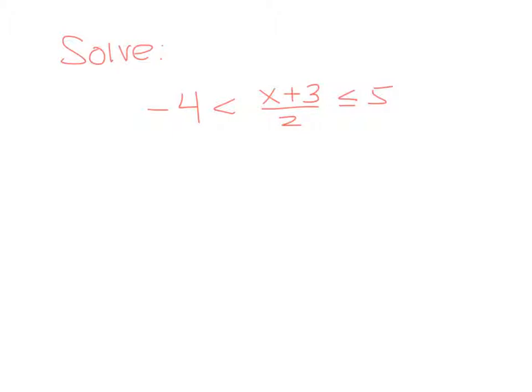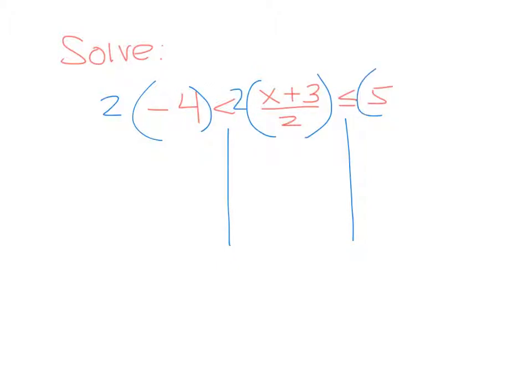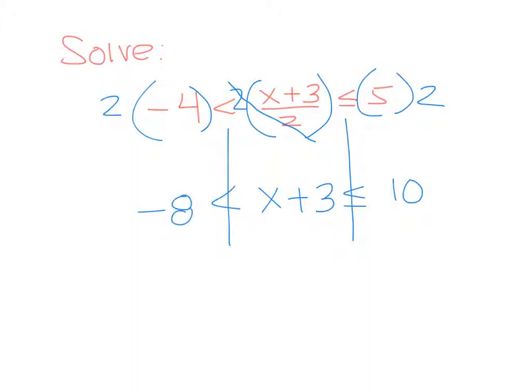So the way you can get rid of the fractions is you can multiply each section of the inequality by 2. So I'm going to multiply the left-hand side by 2, the middle by 2, and the right-hand side by 2. That's going to cancel the fraction in the middle, which is going to leave me with x plus 3 in the middle. It's going to leave me a 10 on the right-hand side and a -8 on the left-hand side.